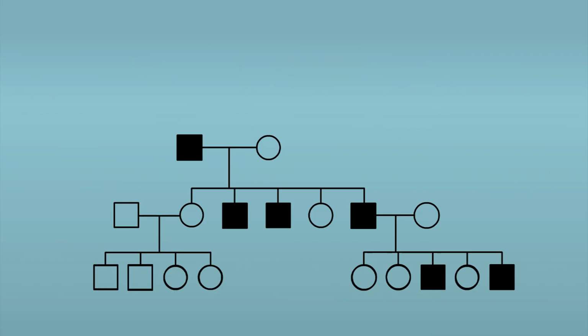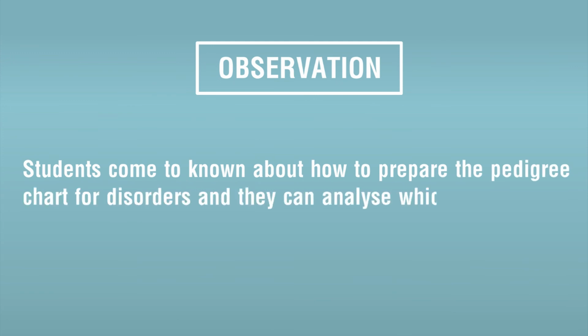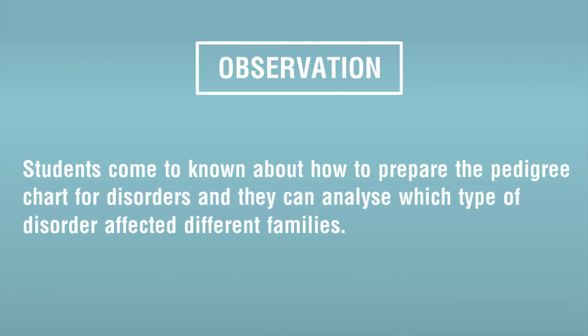Observation: Students come to know how to prepare the pedigree chart for disorders, and they can analyze which type of disorder affected different families.